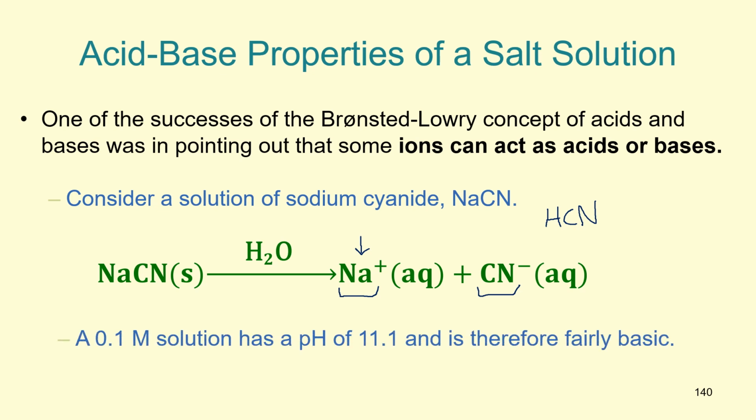So if you actually have a 0.1 molar solution of this NaCN, it's very basic. It has a pH of 11. So again, it's because of this CN- ion that can act like a base in water and can remove the hydrogen, creating more hydroxide ion.